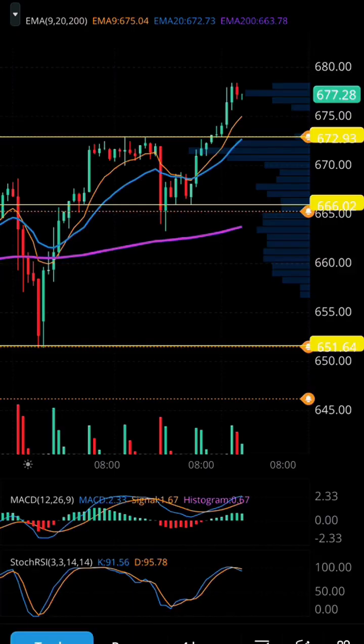We want the blue line to cross under the orange. We're waiting on the divergence, right? That's where the price makes a higher high while the stochastic RSI is making a lower low. And then that's going to be your early warning that the pullback is coming.